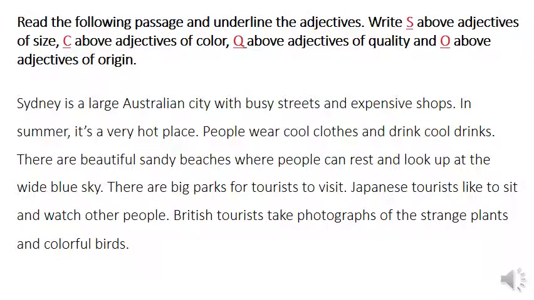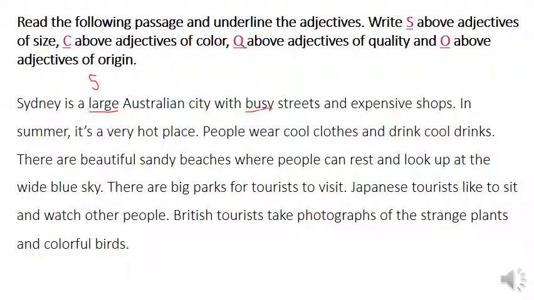Now, here's an exercise. We have to read the passage and underline the adjectives. Write S over or above the adjectives of size. We have to write C above the adjectives of color, Q above the adjectives of quality, and O above the adjectives of origin. So let's start. Sydney is a large Australian city. The first adjective that we can see here is large. And large is an adjective of size. So we write S.